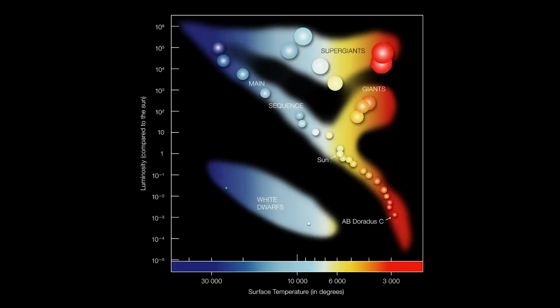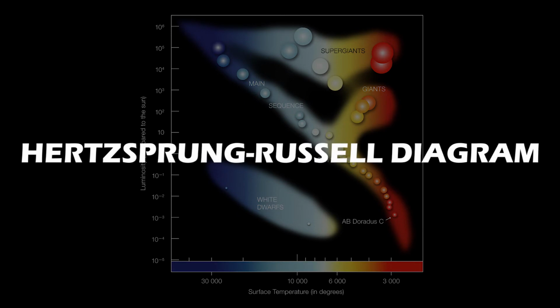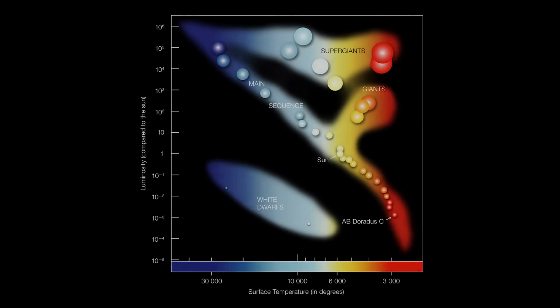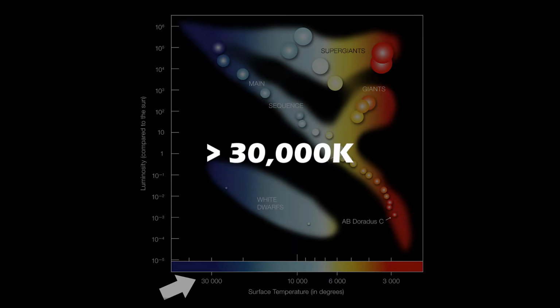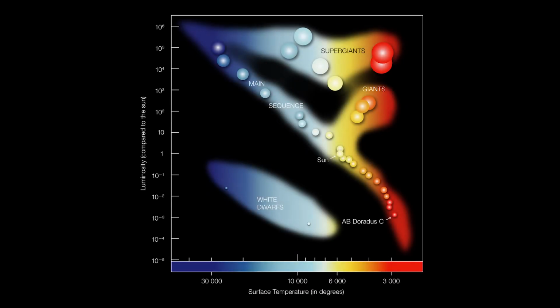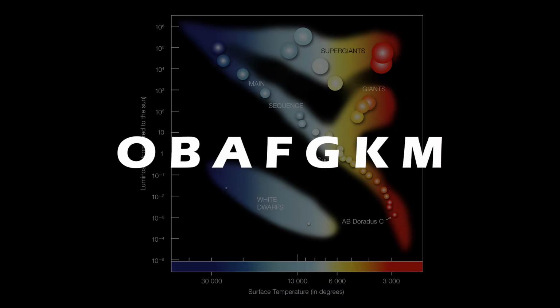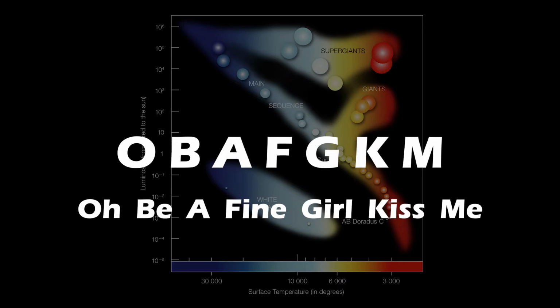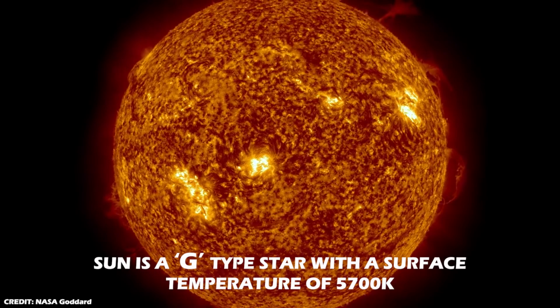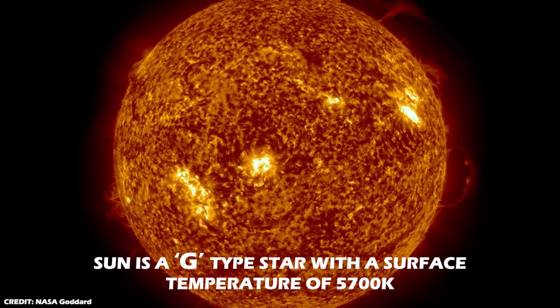The single most important plot in the whole of astronomy, the Hertzsprung-Russell diagram, is in fact derived from this classification scheme. According to this, O-type stars are the hottest class of stars with a surface temperature greater than 30,000 Kelvin. Starting from the hottest to the coolest, stars are classified as O, B, A, F, G, K, M. This arbitrary string of letters can be remembered as "O be a fine girl, kiss me," or based on your preference, the G could be swapped with a guy. Our Sun is a G-type star with a surface temperature of 5700 Kelvin.